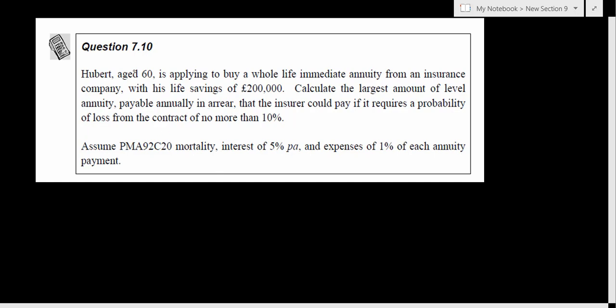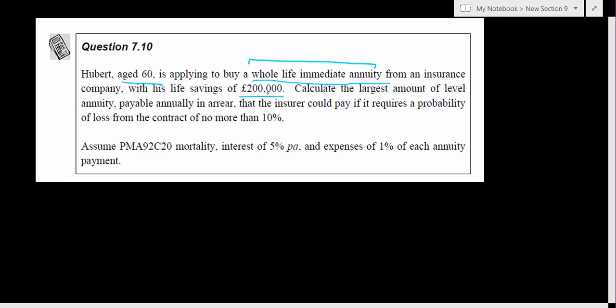Let's discuss this. Hubert is age 60 and is applying to buy a whole life immediate annuity. Now this guy is buying an annuity. Immediate annuity means annuity payable in arrears, right? That starts immediately, obviously it's not deferred. So it's a whole life annuity from an insurance company with his life savings of 200,000. So he has got this life saving. This is his single premium that he'll be paying, and he'll be buying this annuity.